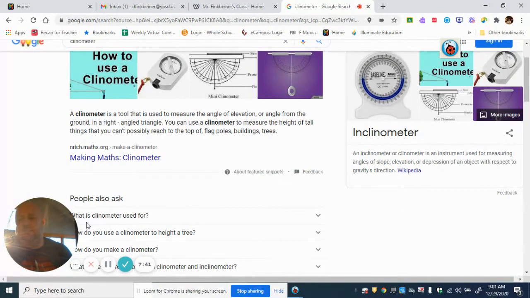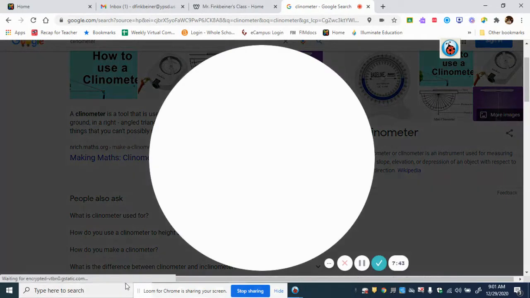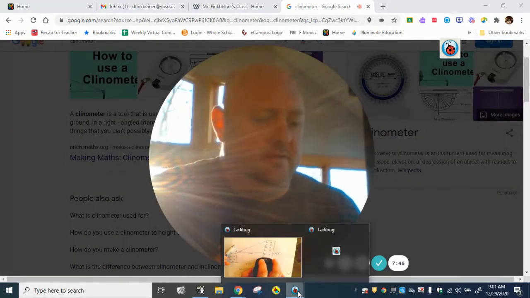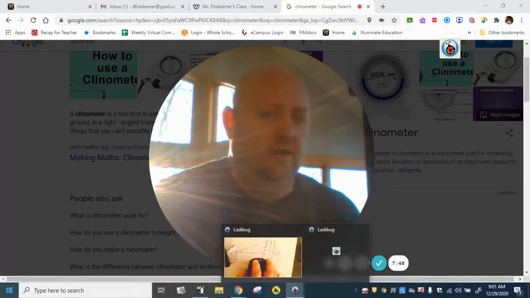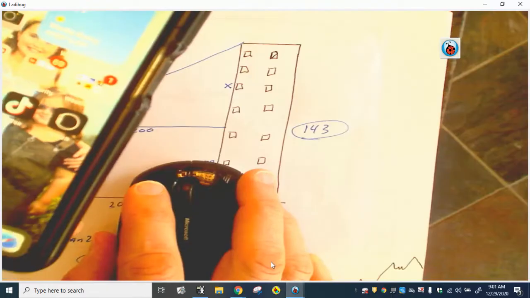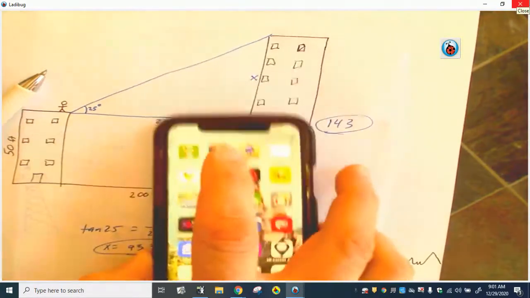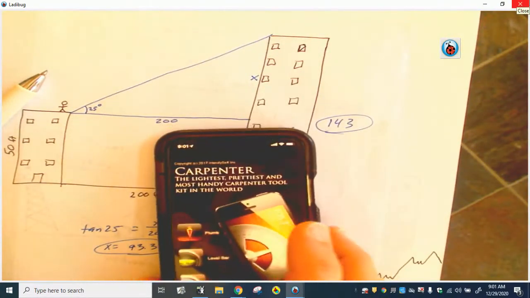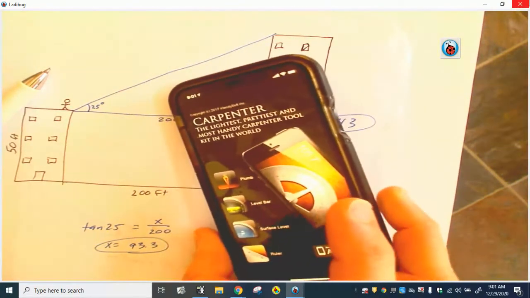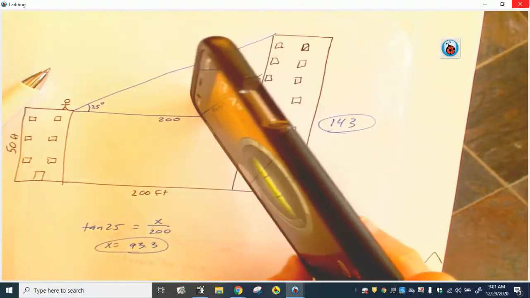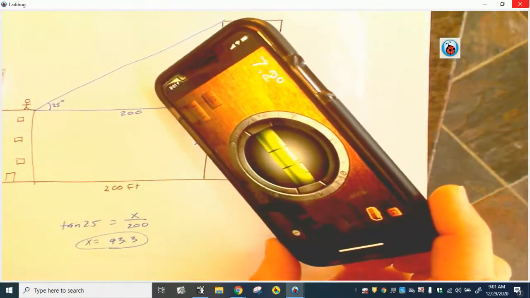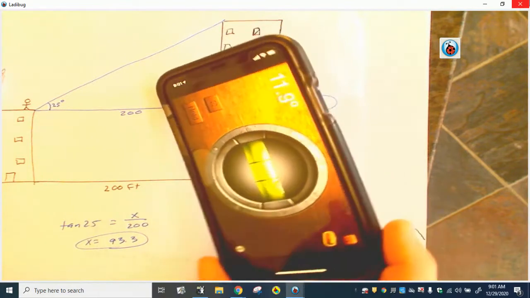You guys have all seen the compass app on your phone, or I personally like this Handy Level app, right? So if you download this Handy Level app, you can use something like this.